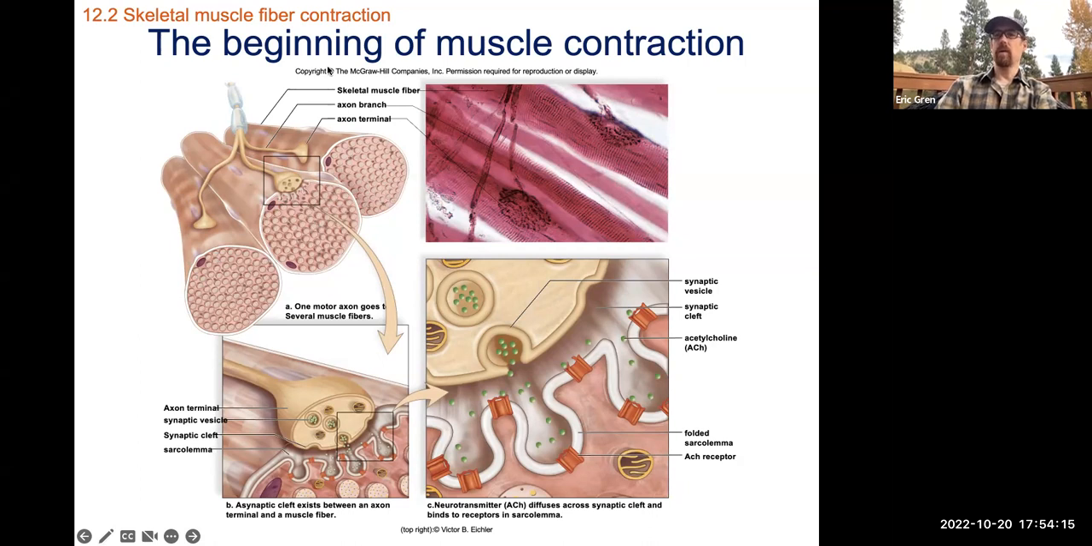A motor unit is one neuron together with all of the muscle cells that are innervated by that single neuron. Okay, so a motor unit has one neuron, and it also includes all of the muscle cells that are innervated by that single neuron. Okay, and you can see these myofibrils in cross section within each of the skeletal muscle cells, right?